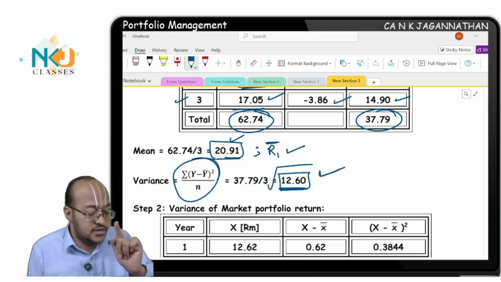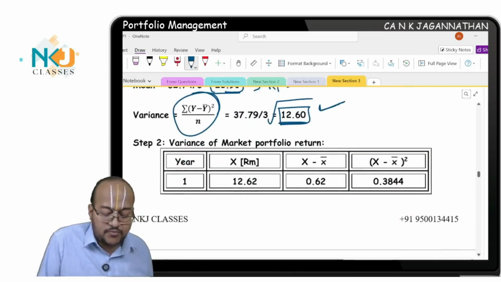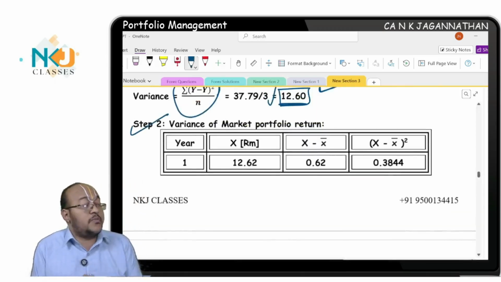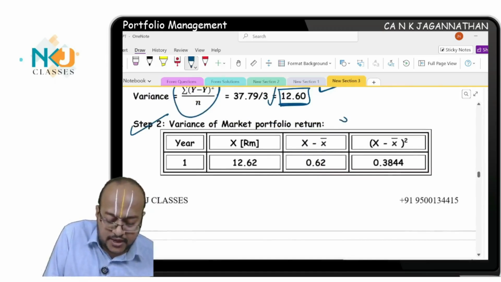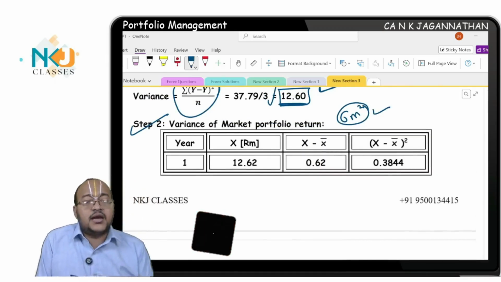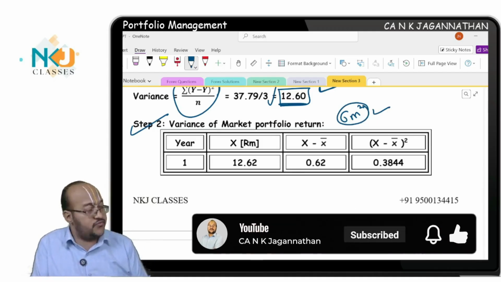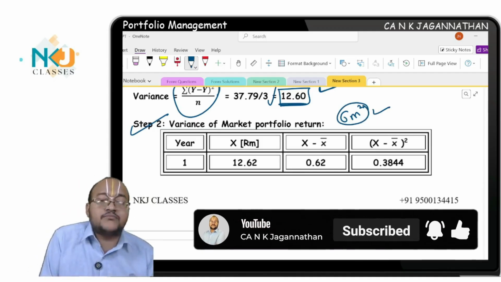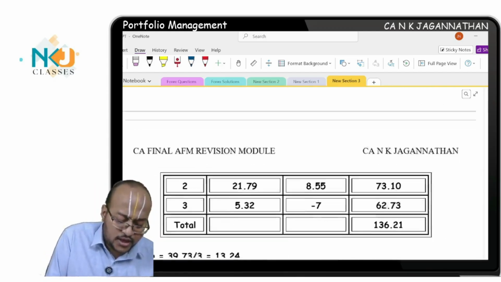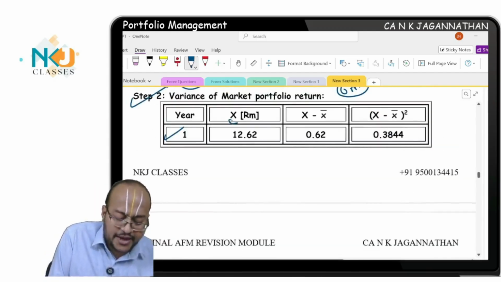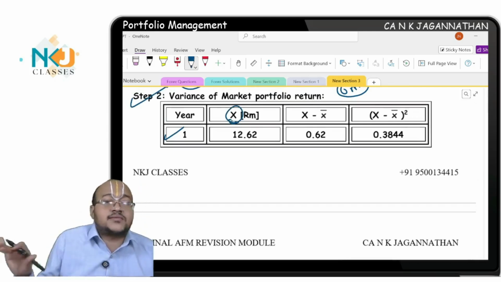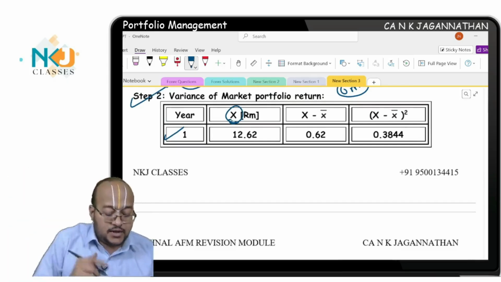Are you all understanding this? Next, variance of the market portfolio return. Next, what we are finding? Variance of market portfolio return, which means sigma m square we are finding. In that case, sigma security square we found out, which is variance. Here sigma m square we are trying to find out. Same drill here, 1 2 3 and x. This is the x. You should not get confused. Again, x represents the x axis, which means market, which means RM.